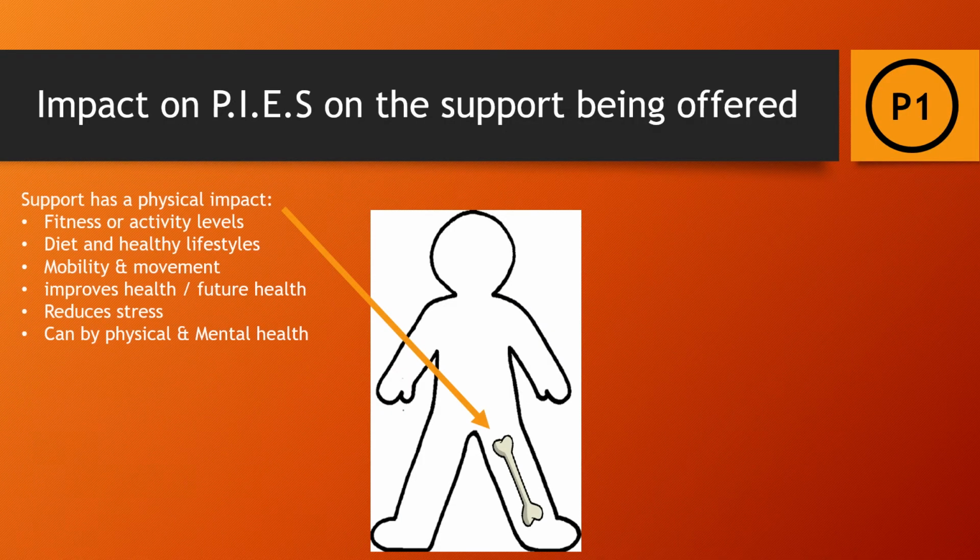But also, before I think about how PIES is affected, for physical impact, you could think about: does it have an impact on fitness or activity? Does it have any influence on diet and health or healthy lifestyles? Is there mobility or movement involved? Does it improve their health in the immediate time frame or future health? Does it reduce stress? It can be physical and mental health. It doesn't just have to be physical health.